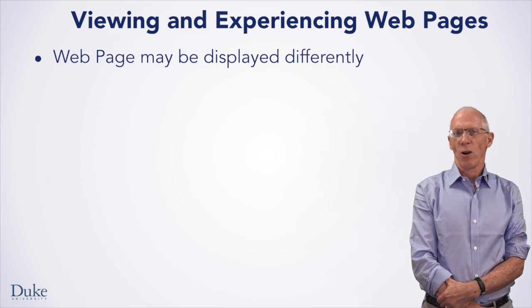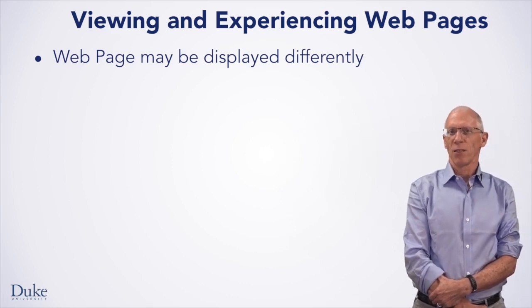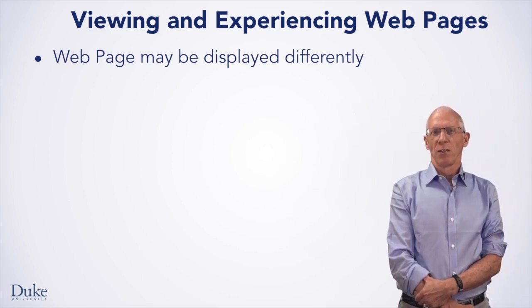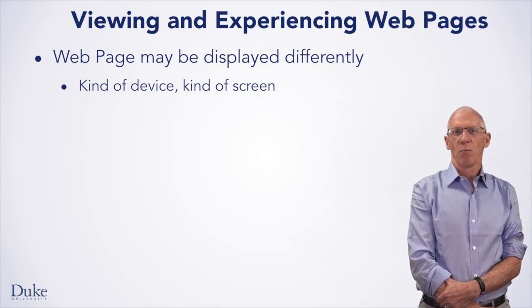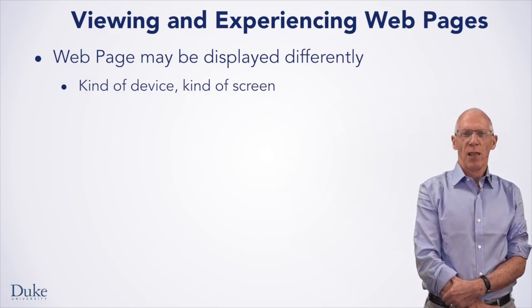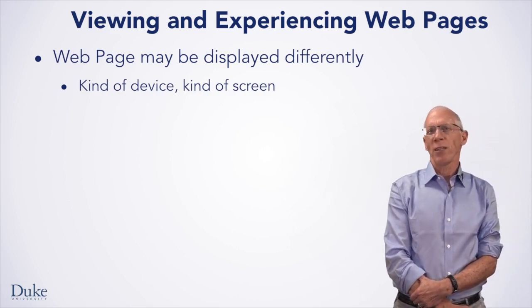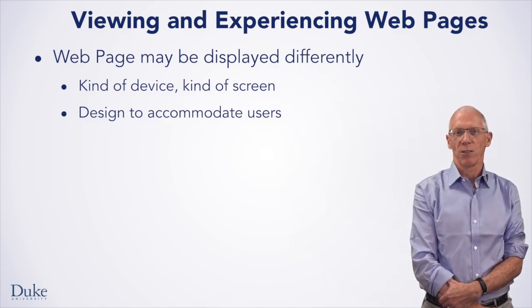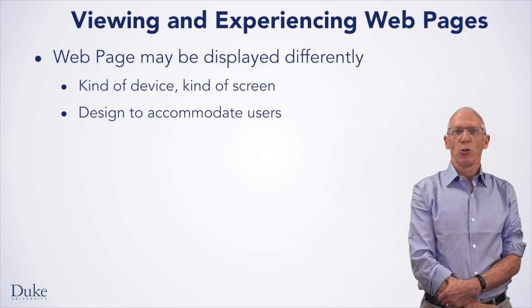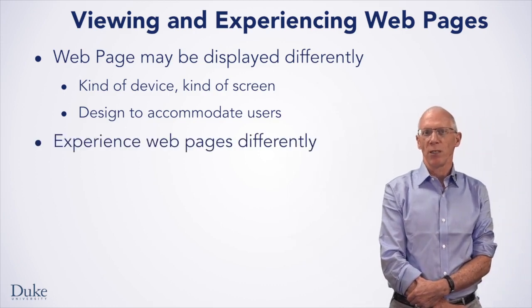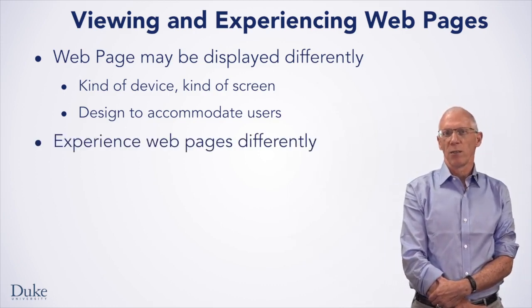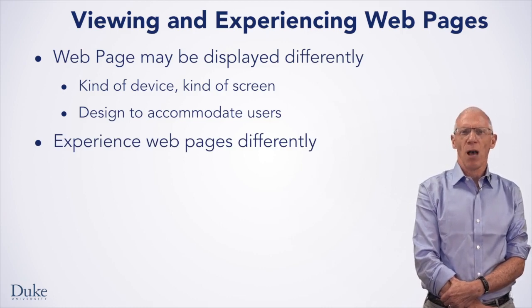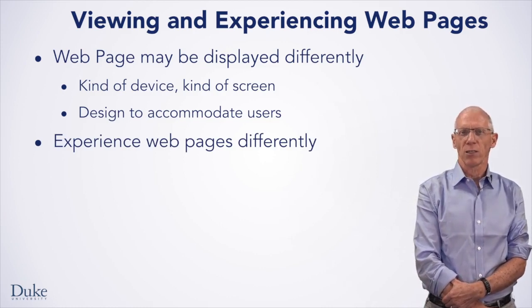Web pages today are displayed and experienced differently depending on many criteria. The kind of device and screen affect both how to display and what to display. Web pages are often designed to accommodate different users with different abilities and disabilities. Users experience web pages differently. Some users are colorblind, some can't see well, and some have a hard time clicking on small links.